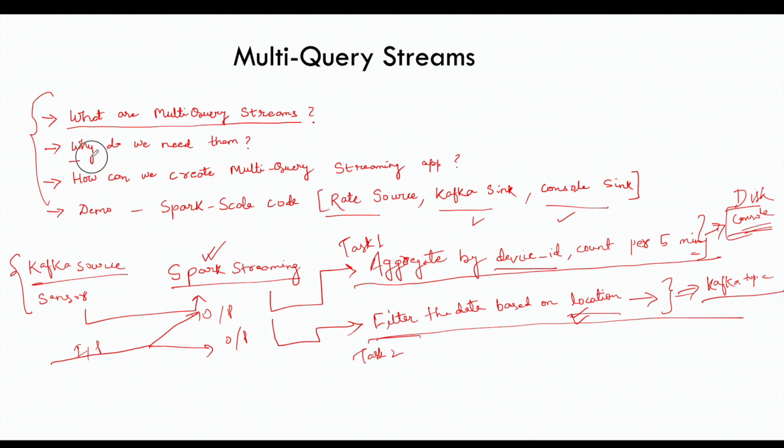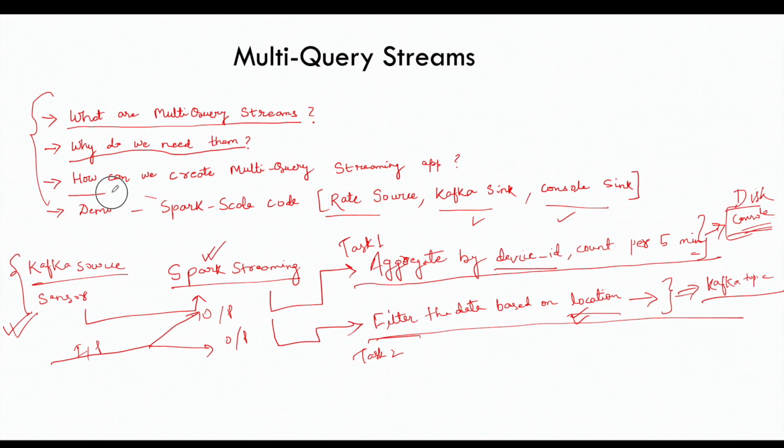Now the second question is why do we need them? As I explained with this example, the answer is almost clear. Let's say we are reading from the same data source and we want to do multiple operations on that data. We do not want to create two different Spark streaming applications. We can create one Spark streaming application, and whatever data we are reading, we can perform certain transformations and create separate streams that can perform different tasks. One can write to one particular destination, and the other one can be used for writing to another destination. So this is the use of multi-query streams.